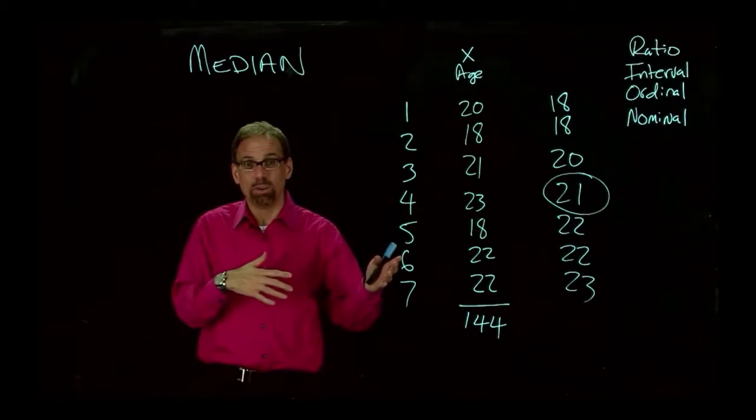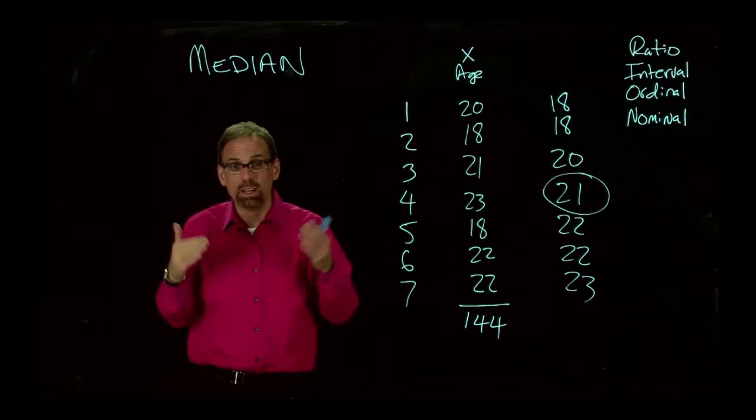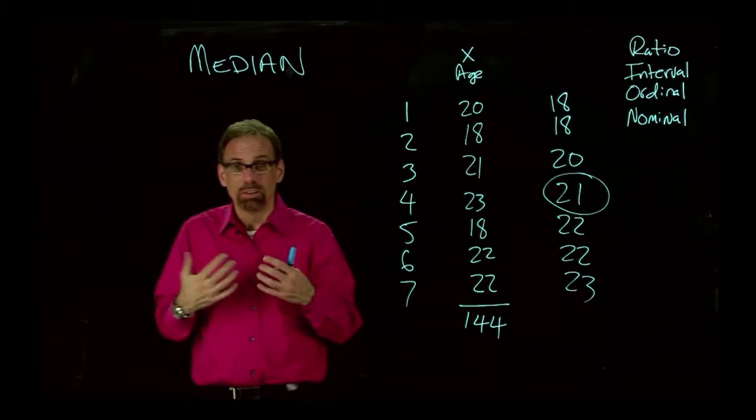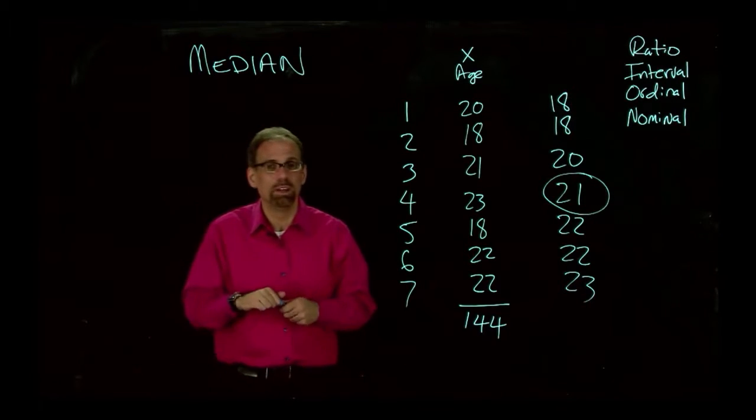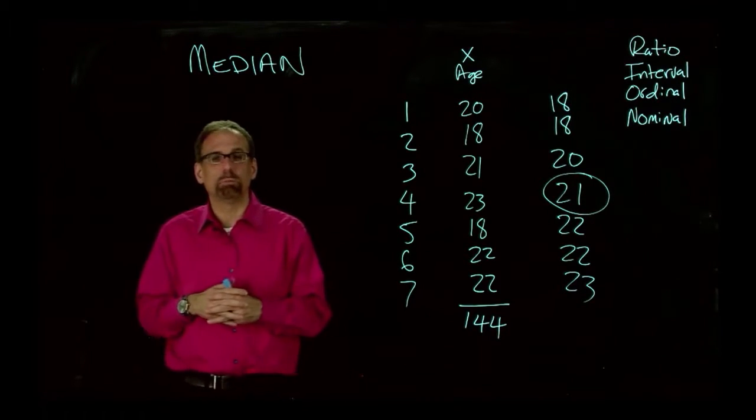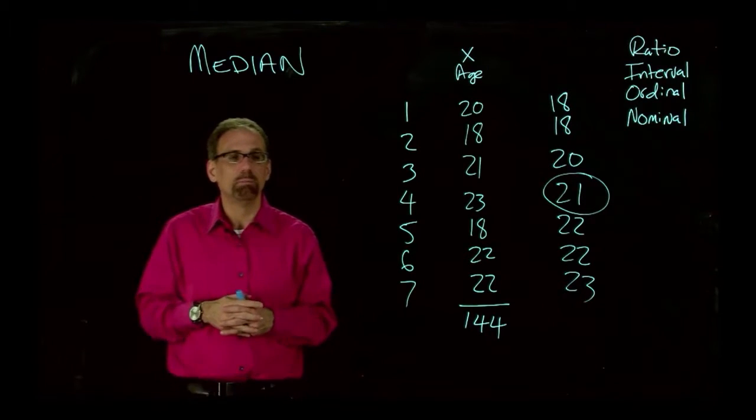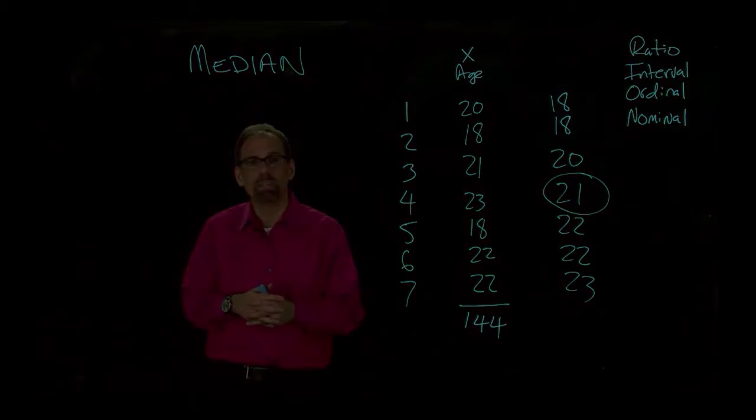What if it isn't odd, though? What if it's even? Then there's not going to be a value right in the middle. There's going to be a space in the middle. What do we do then? Well, by convention, what we do is we pick the midpoint between the middle two cases.